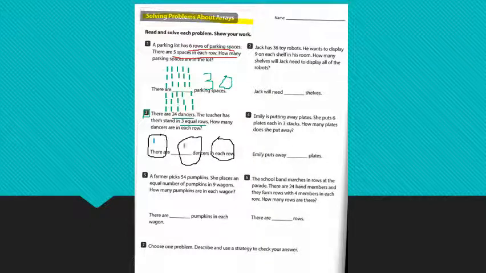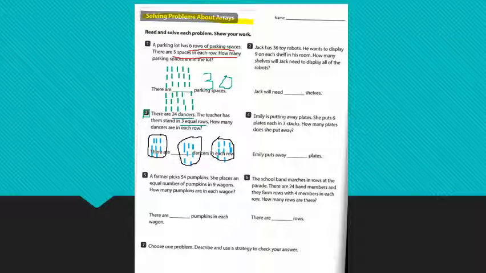1, 2, 3, 4, 5, 6, 7, 8, 9, 10, 11, 12, 13, 14, 15, 16, 17, 18, 19, 20, 21, 22, 23, 24. And I'm going to stop there because I've gotten to my total of 24 dancers.